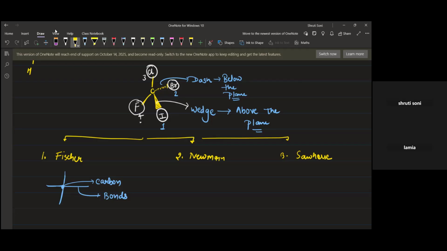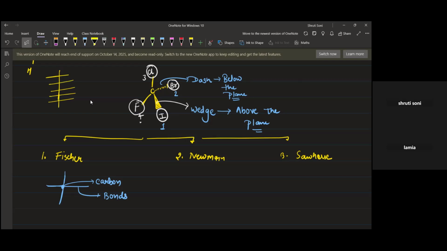Okay, I'll explain something about Fisher, Newman, and Sawhorse, all three. So Fisher is this one. Firstly, we will represent this sort of sign. Let's suppose first I will draw a line and the number of carbons. Let's suppose I have five carbons in any molecule, so I will add five lines, one, two, three, four, and five like that.